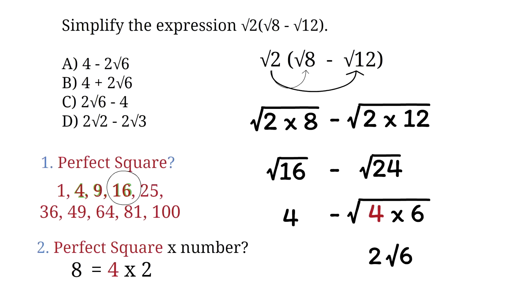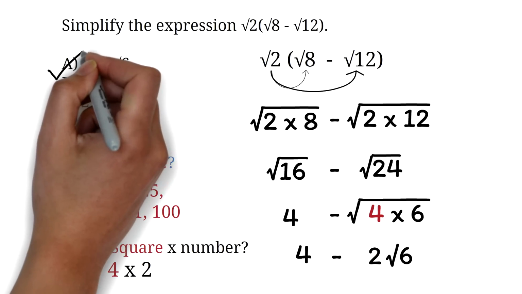Our final answer is therefore 4 minus 2 times square root of 6. The correct answer is therefore option A.